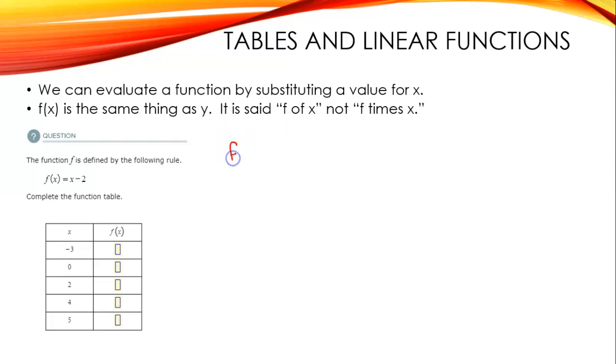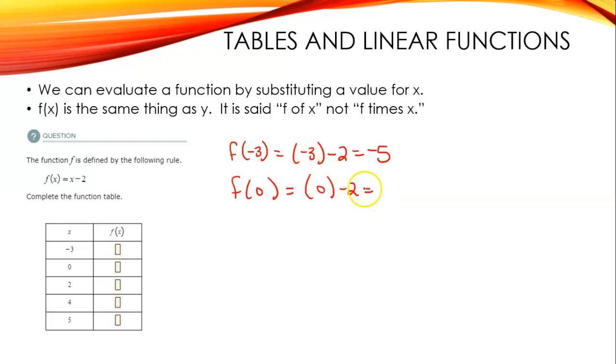Welcome back. You should have replaced x with -3. So I am replacing x with -3. -3 minus 2 just becomes -5. F of 0, I'm replacing x with 0. 0 minus 2 becomes -2. So far we should have gotten -5 and -2.